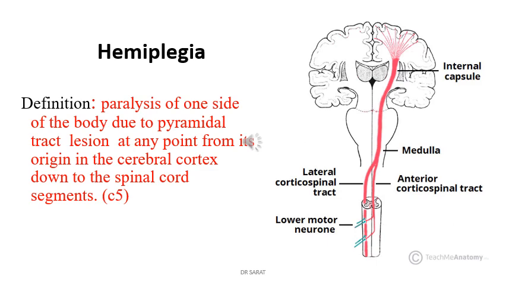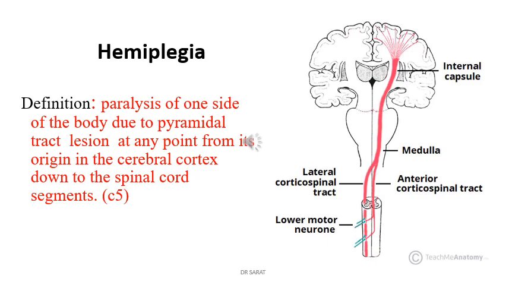And to define hemiplegia, it's a paralysis of one side of the body due to a pyramidal tract lesion at any point from its origin in the cerebral cortex down to the spinal cord segments, especially C5. So it's a paralysis of one side of the body, and it's occurring due to a pyramidal tract lesion. That means a lesion in the pyramidal tract.